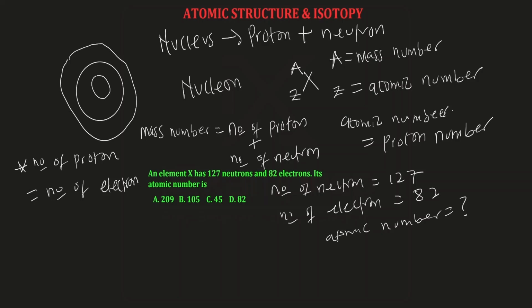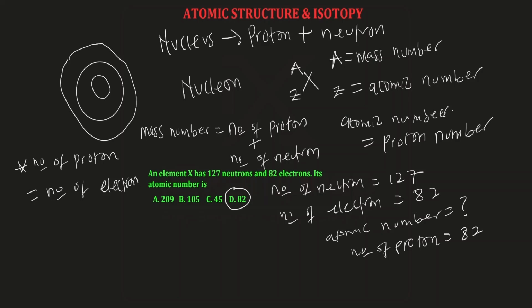So invariably we are looking for the proton number or the number of protons. We are not told that this atom has a charge, so we are going to assume that it's neutral. If it is neutral, the number of protons and the number of electrons must be the same. So if the number of electrons is 82, the number of protons must also equal 82, which means that the atomic number is equal to 82, and the correct option will be option D.